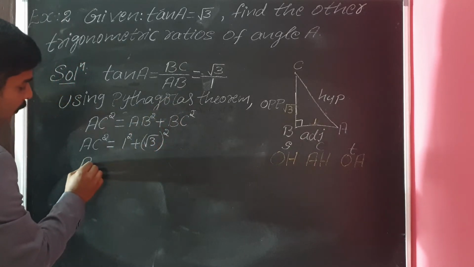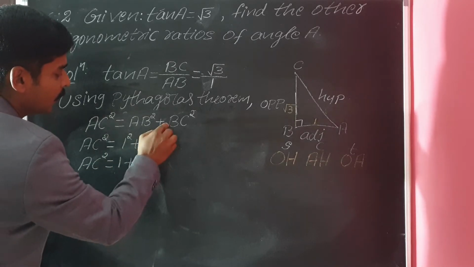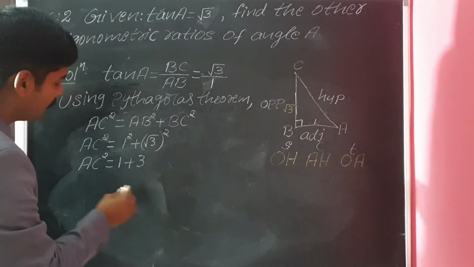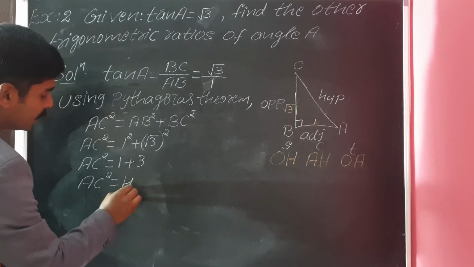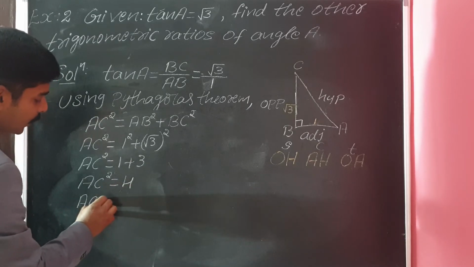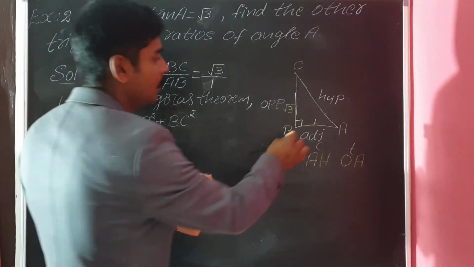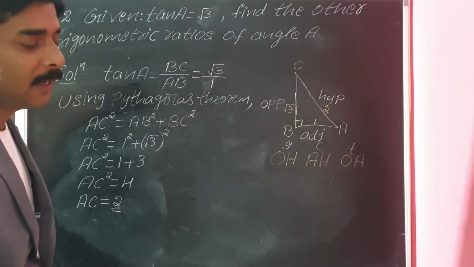So AC square is equal to 1 plus root 3 whole square, which is 3. Root 3 into root 3 is 3. So AC square is equal to 4. So AC is equal to square root of 4, that is equal to 2. So hypotenuse is 2.